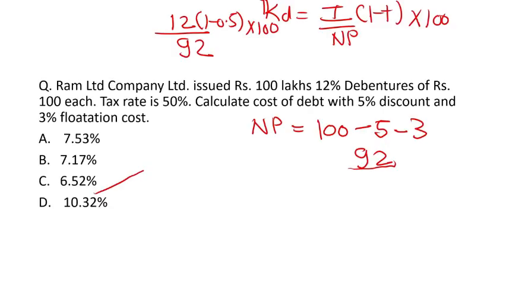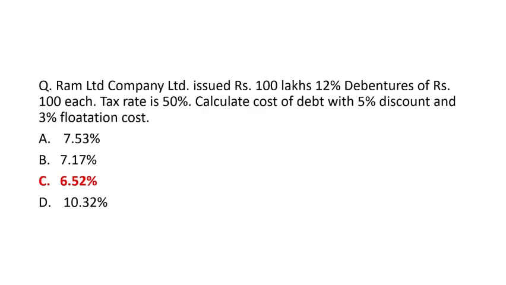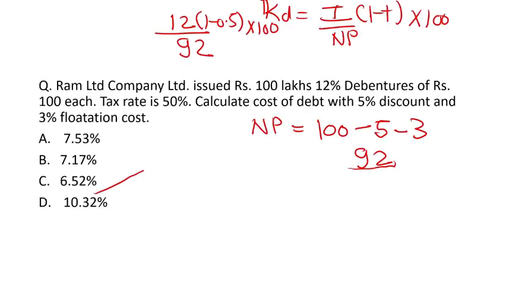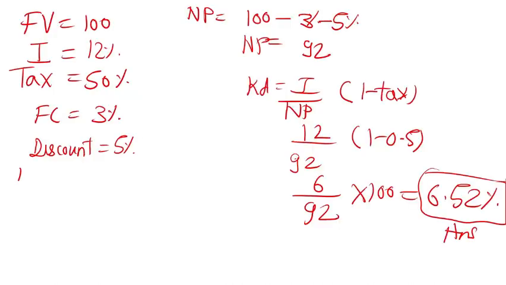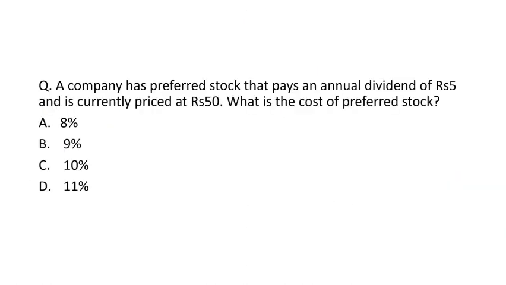I am not providing the calculation because I know that you are well enough versed in it. I have shown just how to calculate the net proceeds and how you can do the calculation. So option number C will be the right answer. The solution has also been provided here, you can solve it.